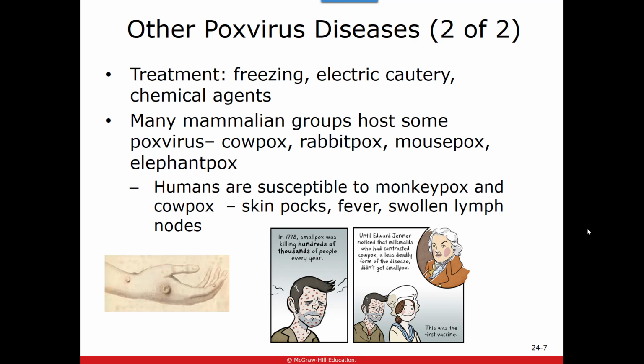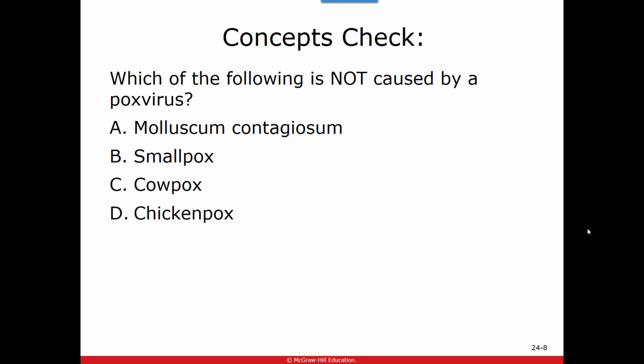So which of the following is not caused by a pox virus? So we've talked about molluscum contagiosum, that's that pink waxy kind of papules, macules. We've talked about smallpox, we've talked about cowpox, but we haven't talked about chickenpox yet. Although chickenpox has the word pox in it, it is not in the Poxviridae group.